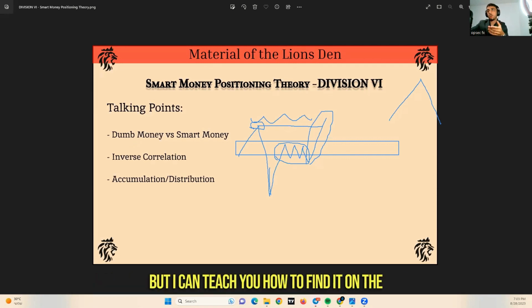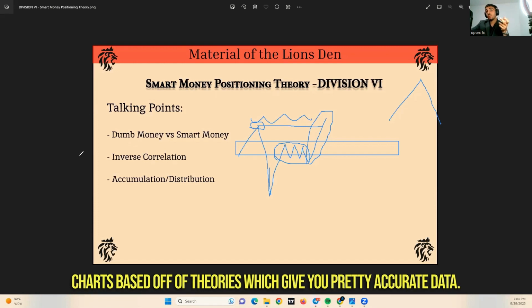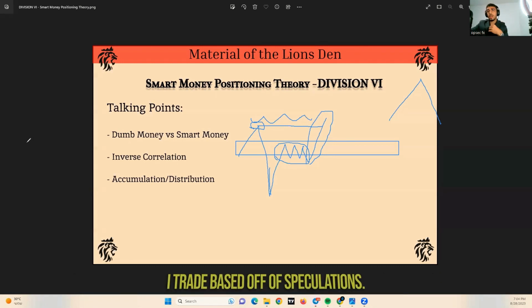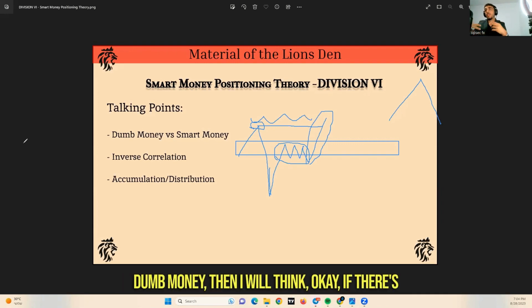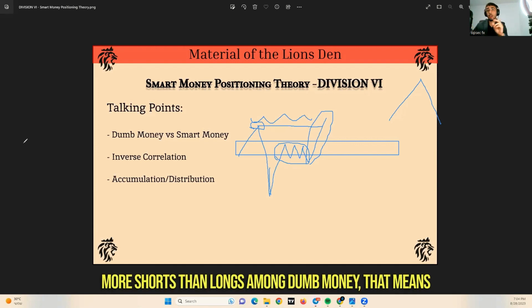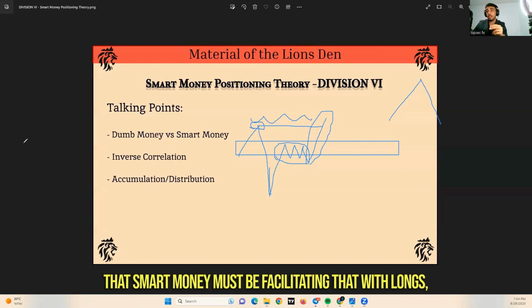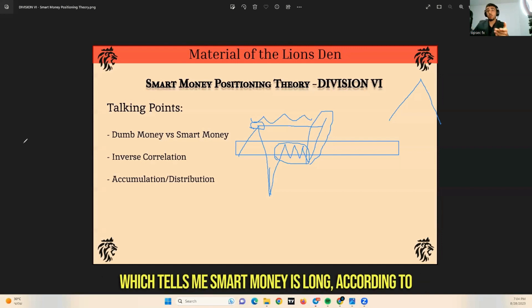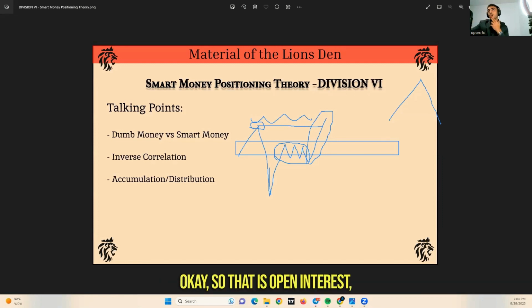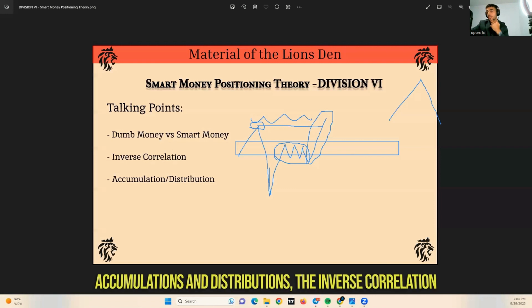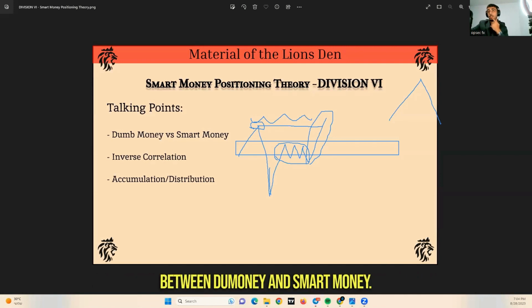But I can teach you how to find it on the charts based off of theories, which give you pretty accurate data. That's how I trade. I trade based off of speculations. I speculate how many positions are open. Let's just say I think there's more shorts than longs among the money, then I will think, okay, if there's more shorts than longs, that means that smart money must be facilitating that with longs, which tells me smart money is long according to my speculation, which is how I acquire data. So that is open interest, accumulations and distributions, and the inverse correlation between dumb money and smart money.